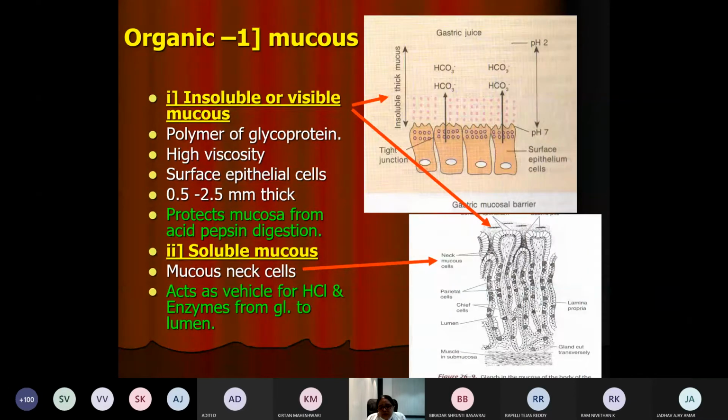High viscosity, from surface epithelial cells. It is 0.5 to 2.5 millimeter thick. Protects mucosa from acid pepsin digestion. Soluble mucus from mucous neck cells acts as vehicle for HCl-aligned enzymes from gland to lumen.